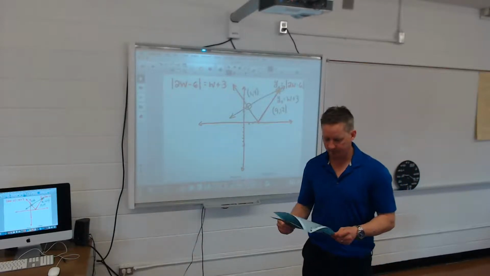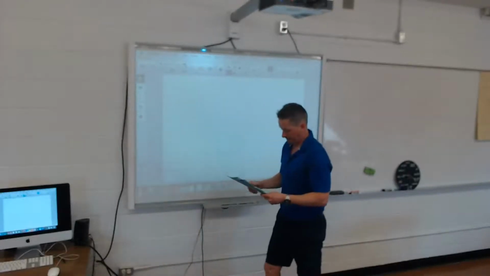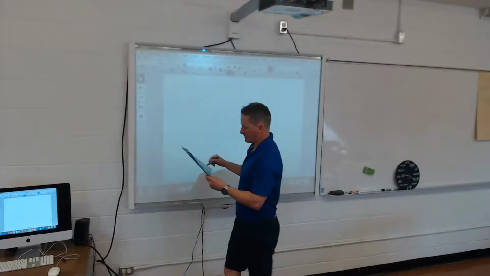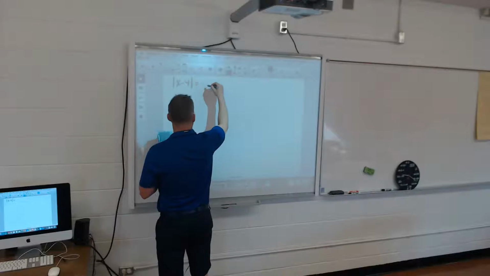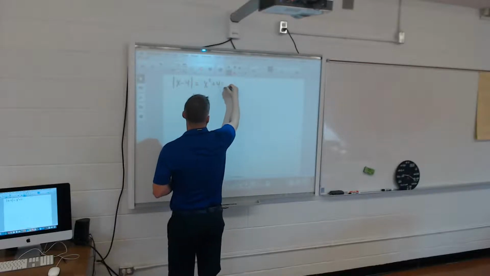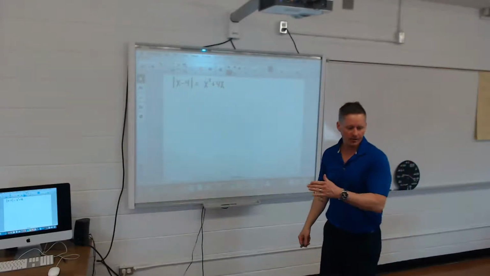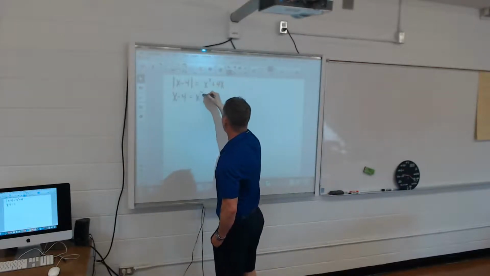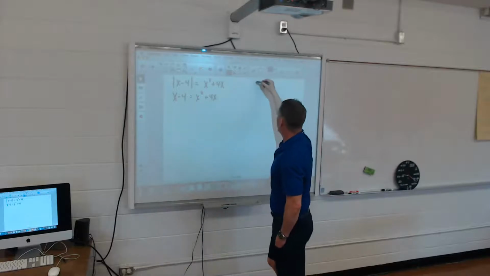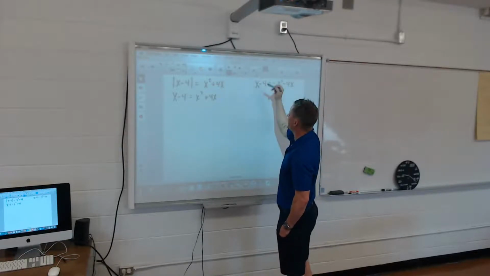And our last question, I believe, is absolute value of x minus 4 equals x squared plus 4x. So again, this is a case where I'm going to do the positive and the negative. So x minus 4 equals x squared plus 4x. And x minus 4 equals negative x squared subtract 4x. So I make them both negative on that side.